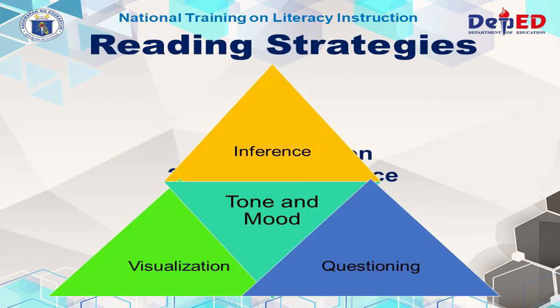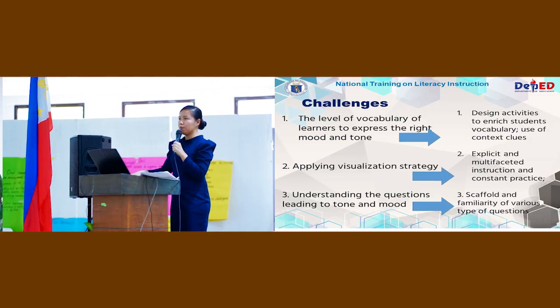And so combining these three, it's easier for us to teach tone and mood. Because in the typical classroom, probably we just define, okay class, this is the mood, this is the tone, these are the list of adjectives. What is the tone? What is the mood? That's it. Okay? But then, using visualization, inference, questioning, students will have a solid understanding of what tone and mood are.